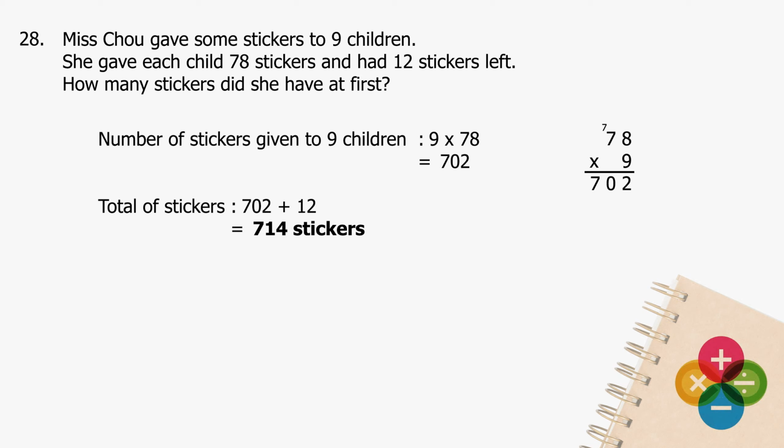Each child had collected 78 stickers. 9 children had collected 78 multiplied by 9, and they collected a total of 702 stickers. Add 702 stickers to 12 stickers. Ms. Chu had 714 stickers at first.